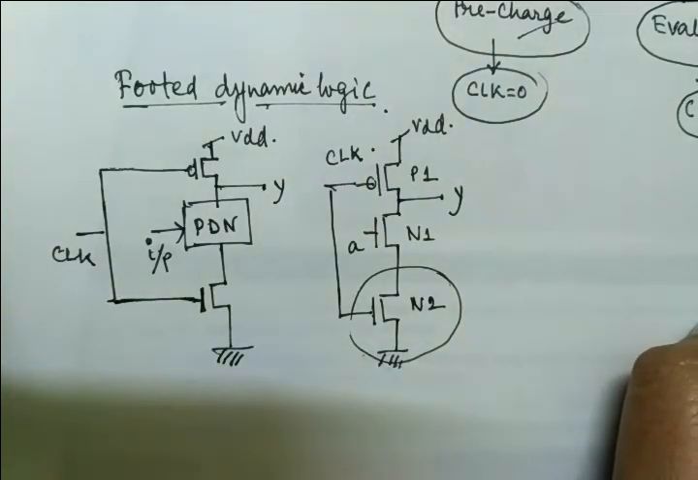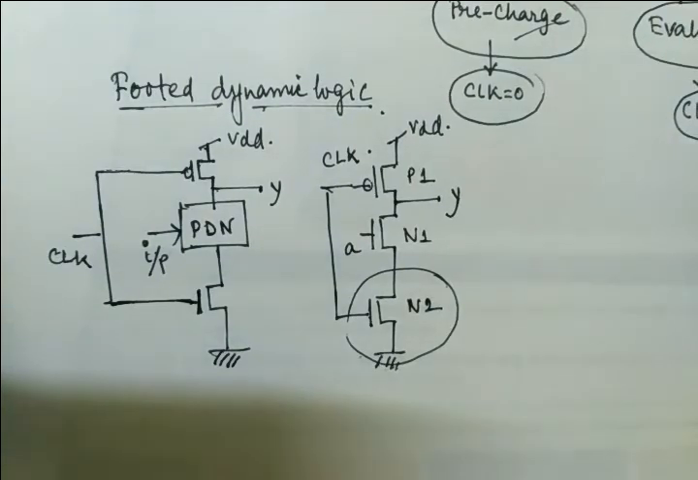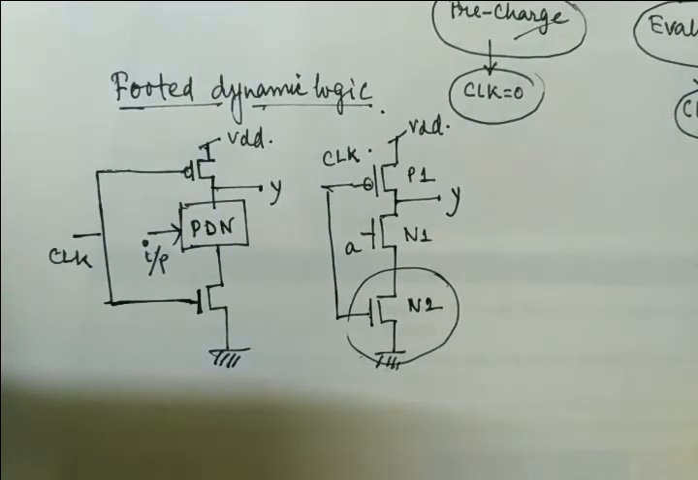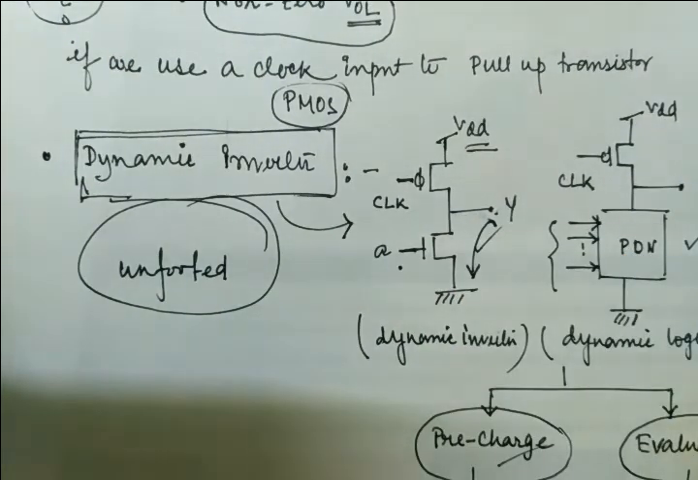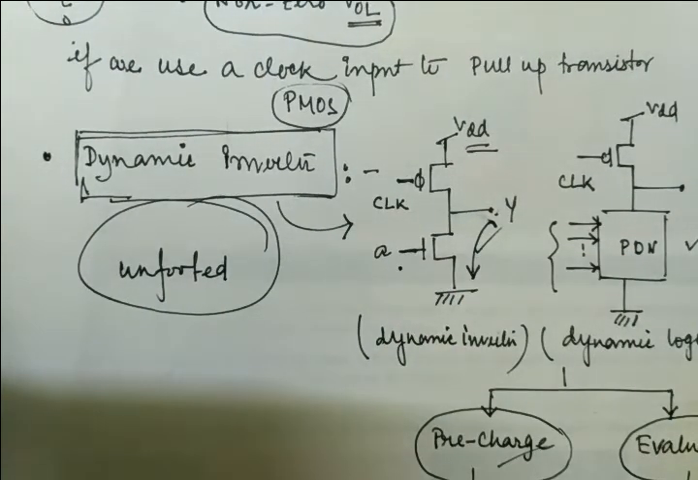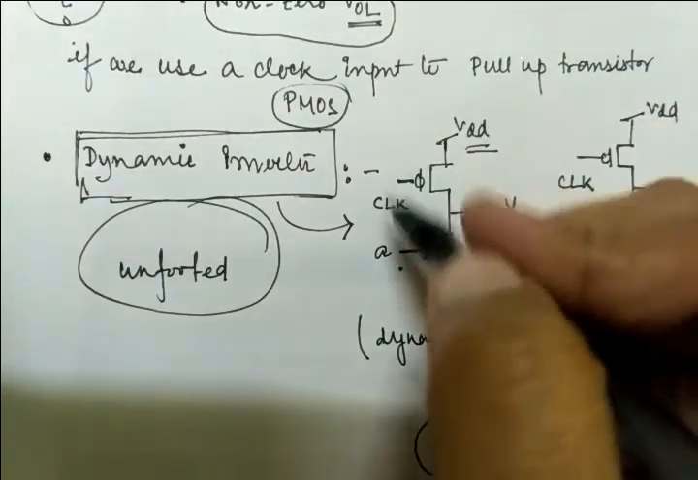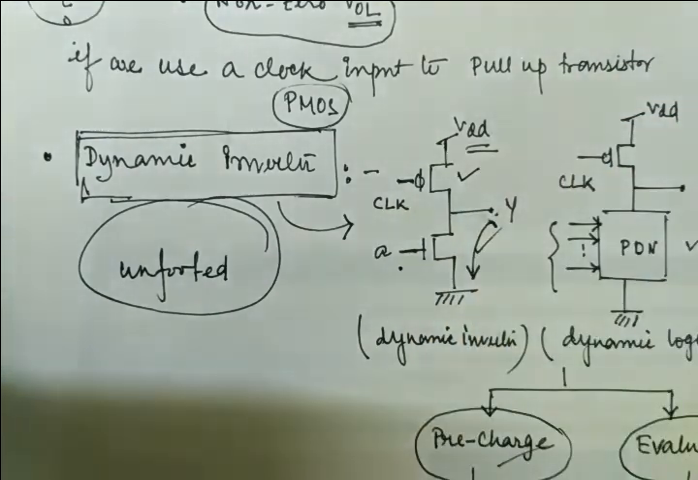Got my point? Again I am saying, in the pre-charge phase, if the input A equals 1, what will happen? Pre-charge phase means clock equals 0. So clock equals 0, that means this PMOS is on.